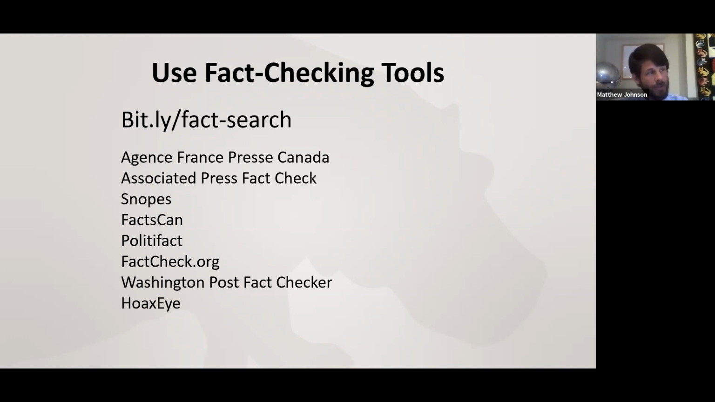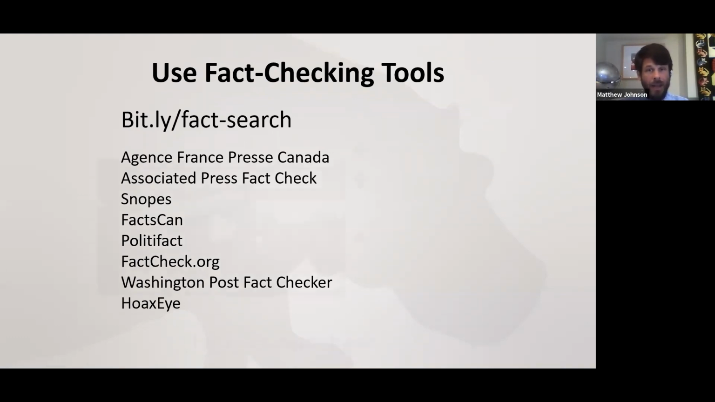So this one actually searches 8 different fact checkers at the same time. It searches Agence France Presse Canada, Associated Press Fact Check, Snopes, FactScan, PolitiFact, FactCheck.org, Washington Post Fact Checker, and Hoaxeye. And it also only searches those. And that's one of the great things about a custom Google search, as we'll see, is that it limits your results. And so you know that you're not getting something from somewhere else. And if you're not 100% sure about the reliability of any one of these, you have the other 7 to compare it to.